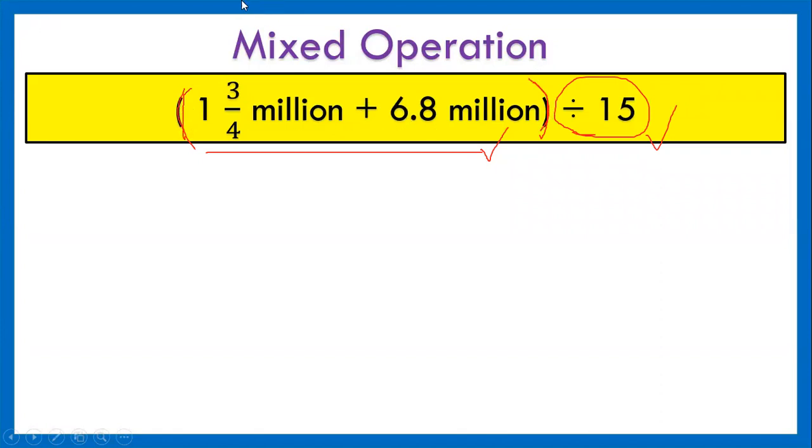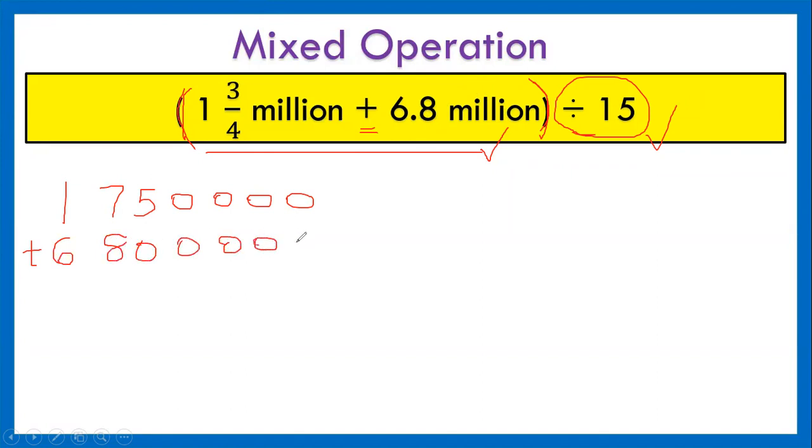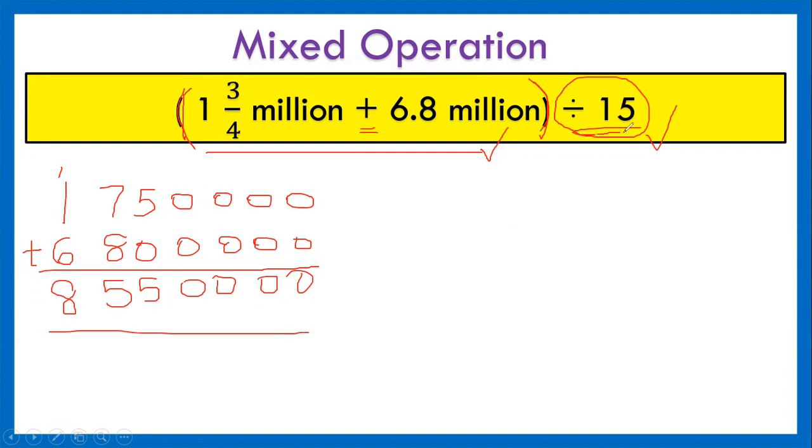So solve it. What is 1/3 million? That is 1 million. 3/4 is 750,000. All right, plus, it's an addition here, plus 6.8 million, so 6,800,000. This is the part where you solve the bracket first. So 0, 0, 0, 0. Over here 5. 8 plus 7, 15. 6, 7, 8. So 8,550,000. Now this answer, you now have to divide by 15.